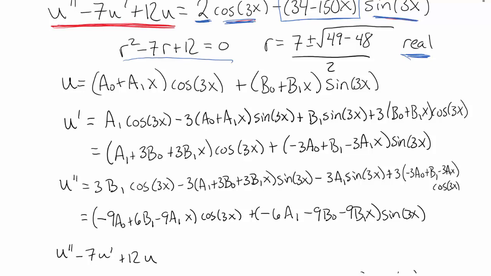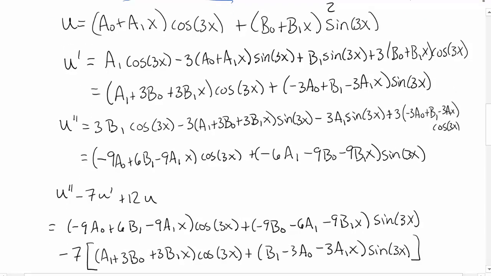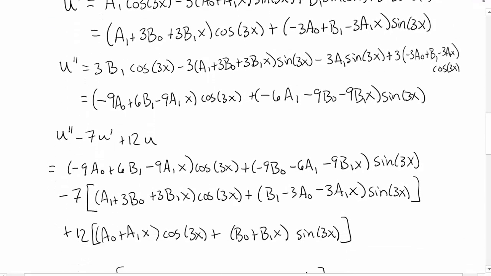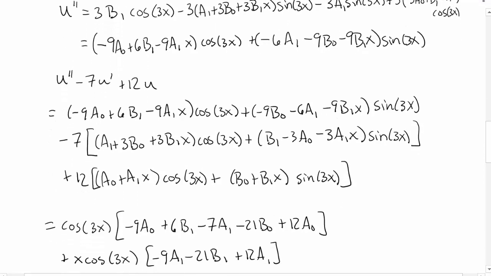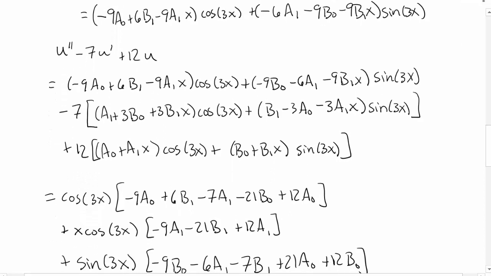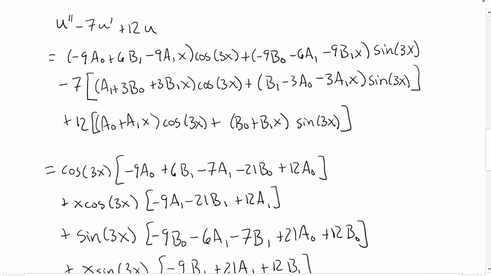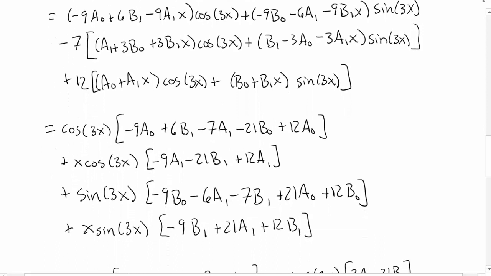So take a peek through the work. Make sure I didn't miss anything. But it's just product rule a bunch of times, combining like terms to get down to here. I'm going to plug that into the left side of the DE, and I end up with all of this, which in the end boils down to the thing attached to the cosine of 3x is minus 9a naught plus 6b1 minus 7a1 minus 21b naught plus 12a naught. Plus the things attached to an x cosine of x is minus 9a1 minus 21b1 plus 12a1.